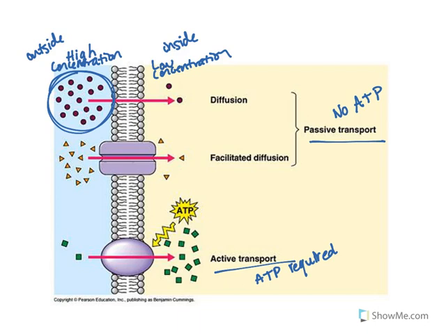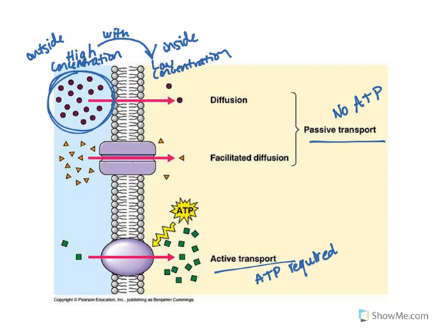We can see that in simple diffusion, there's movement with the concentration gradient. It goes from high to low. That's called going with the concentration gradient. Okay, there's no energy required. Simple diffusion is going with the concentration gradient. In facilitated diffusion, I'm going to go ahead and write this in a different color.